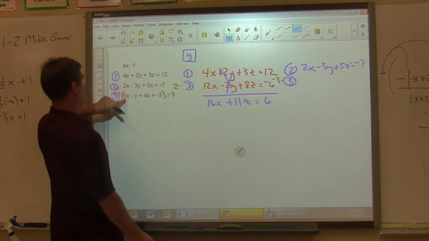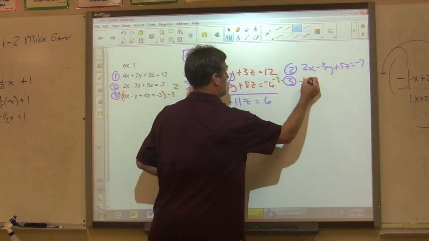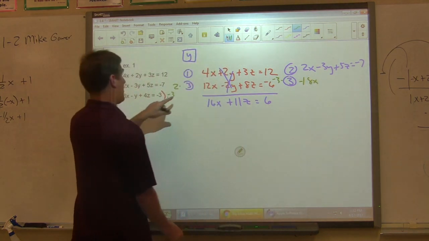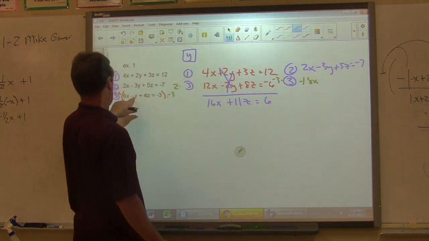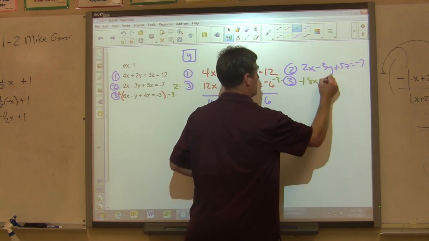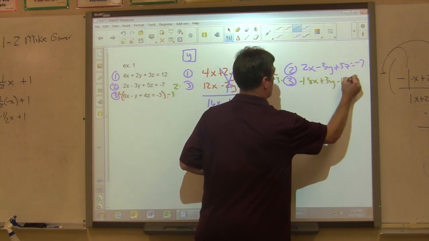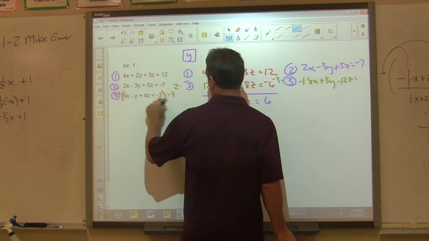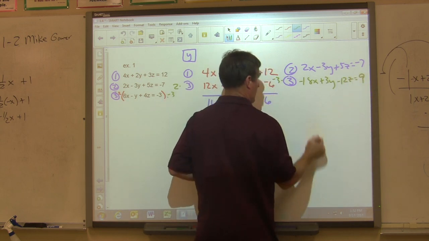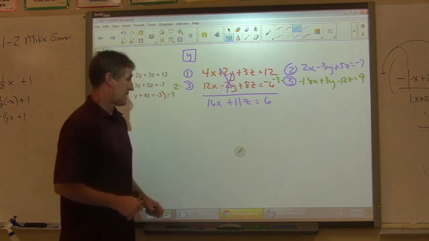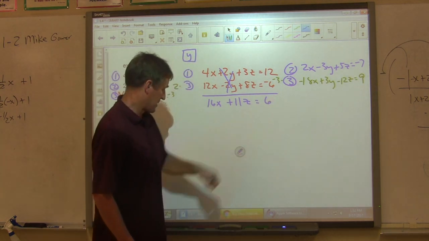And so negative 3 times 6 is a negative 18x. And a negative 3 times negative 1 is a positive 3y. And a negative 3 times 4 is a negative 12z. And a negative 3 times negative 3 is a positive 9. So again, I've done this again to make the y's opposite.